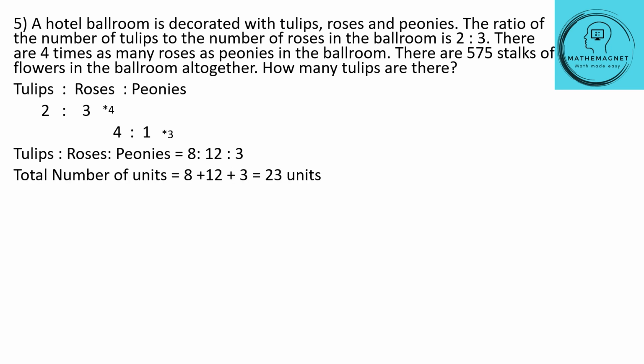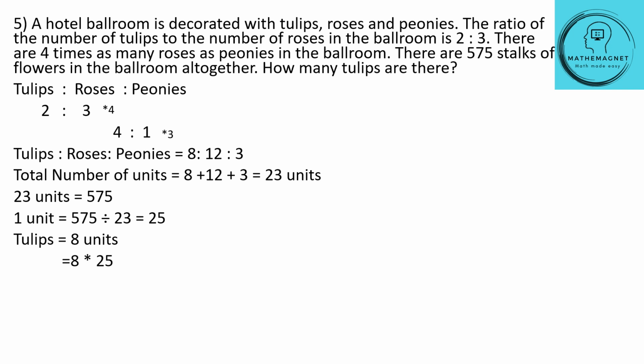Now we can say the total number of units is 8 plus 12 plus 3, which is equal to 23 units, and we know 23 units is 575 stalks of flowers. Now 1 unit will be 575 divided by 23, which is equal to 25. Now the question is to find how many tulips there are. We know tulips are 8 units. So 8 times 25 will be equal to 200. So there were 200 tulips in the ballroom.